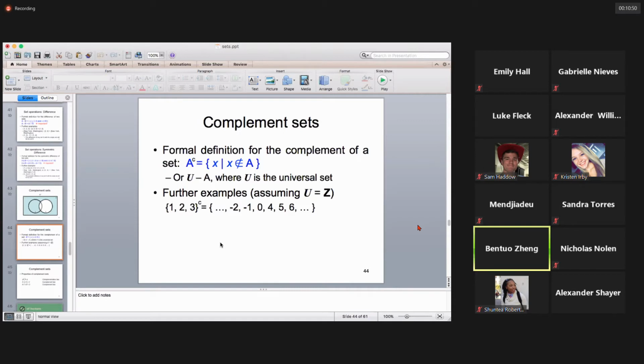For example, if we let the universal set U be the set of all integers Z, and the set A is equal to {1, 2, 3}, then A complement is simply all the integers except 1, 2, 3. So that's very easy to understand.